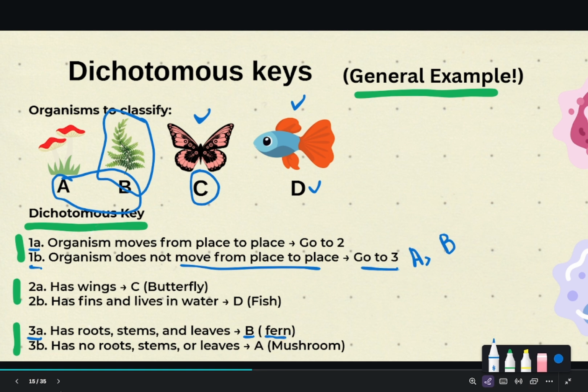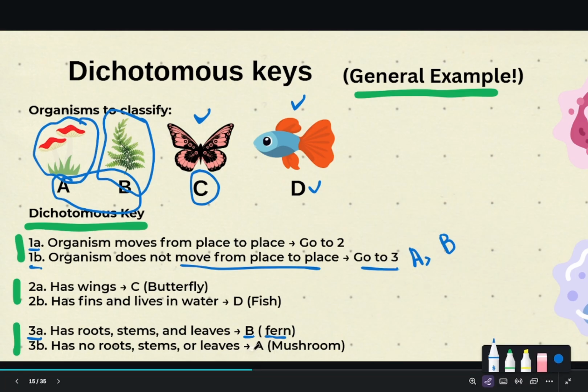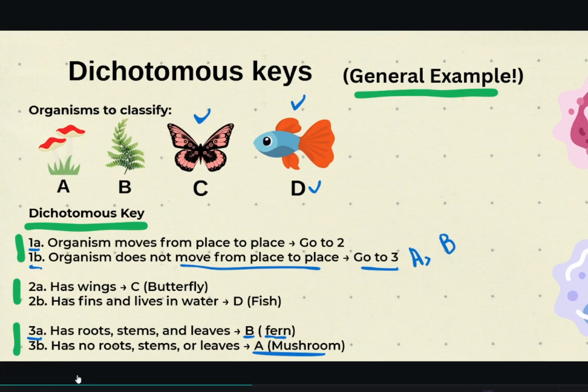All right, and then similarly 3B says that it has no roots, stems, or leaves, which is this right here. It has no roots, no stems, no leaves, no nothing. So it is a mushroom. So we have identified species A over here as well, which is a mushroom. I hope this is clear.